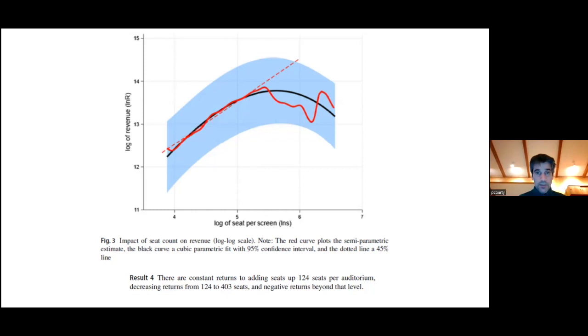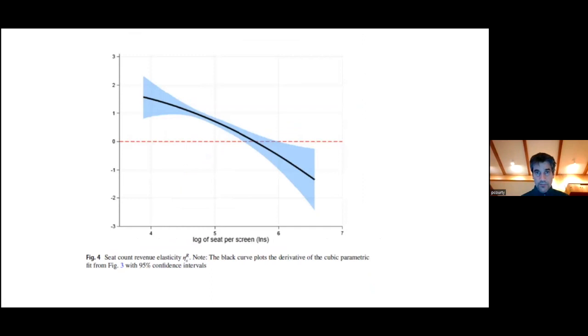And what you get here is the constant return to scale. So maybe it's better to plot it this way. The next graph is the derivative of the solid black curve. We compute the derivative and then plot it with a confidence interval. Here the hypothesis, the theater design neutrality, would be that for 1% more seats, you get 1% more revenue.